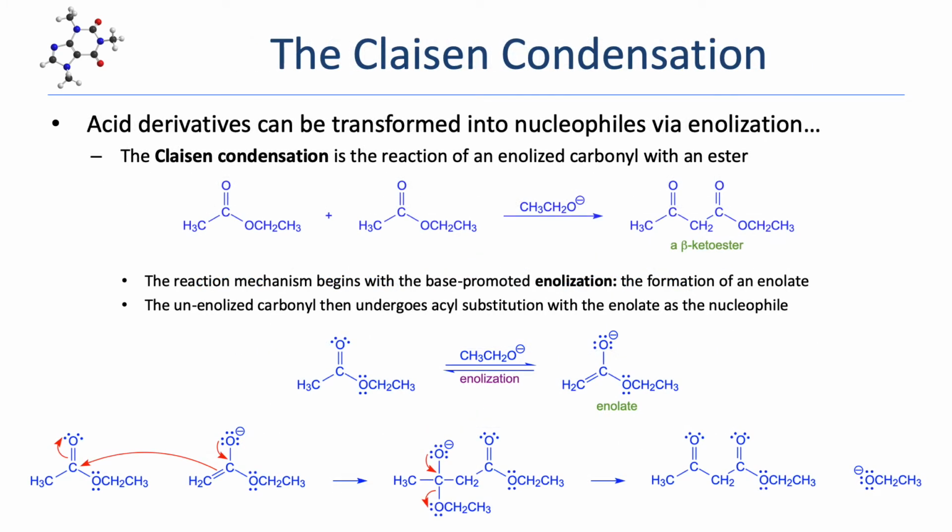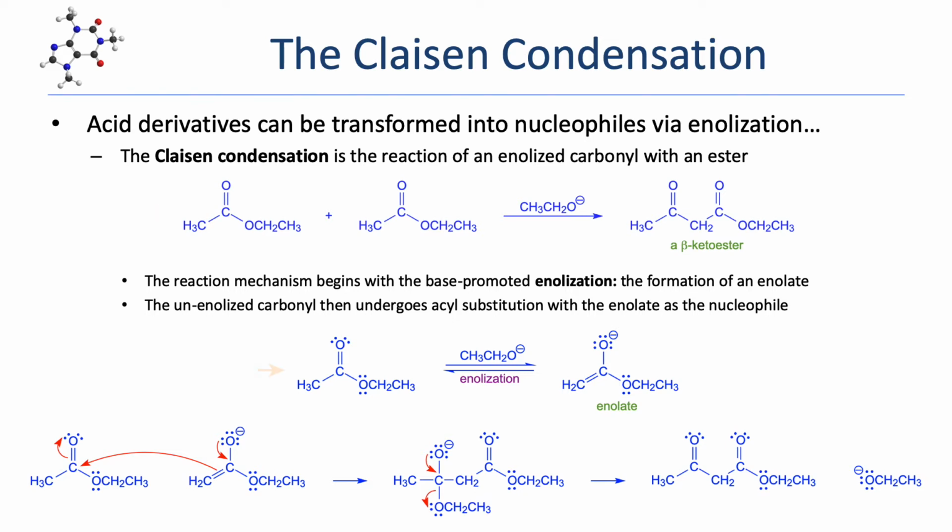An unusual example of acyl substitution is the Claisen condensation. The Claisen condensation is the reaction of an enolized carbonyl with an ester. So in the example, you can see that we have two esters reacting under basic conditions to form a beta-keto ester through an acyl substitution.